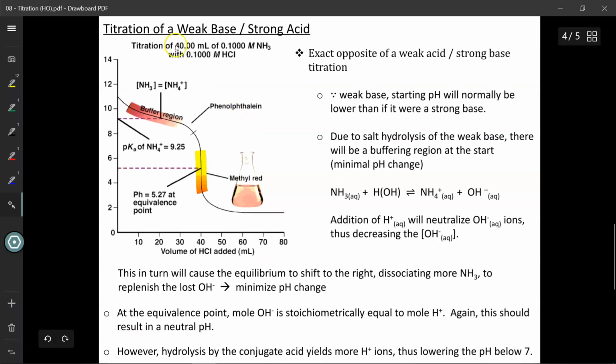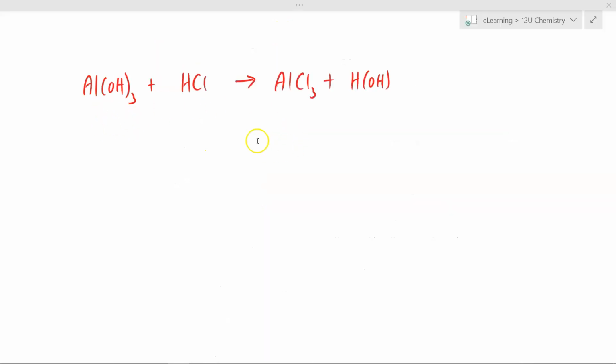The opposite is true for weak base, strong acid titrations. Let's take a look at this example over here. Aluminum hydroxide will be our weak base because it's a group 3 hydroxide. Only group 1 and 2 hydroxides are strong. Hydrochloric acid is our strong acid. And then it'll produce aluminum chloride salts and water.